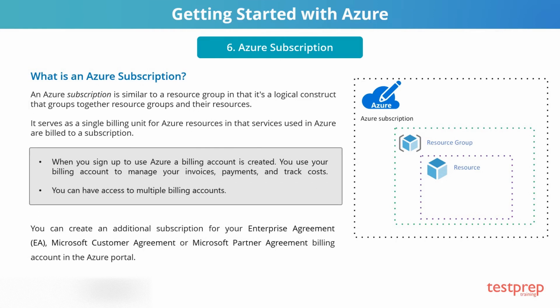When you sign up to use Azure, a billing account is created. You use your billing account to manage your invoices, payments, and track costs. You can have access to multiple billing accounts. For example, you might have signed up for Azure for your personal projects. You could also have access through your organization's or your company's account. For each of these scenarios, you would have a separate billing account.